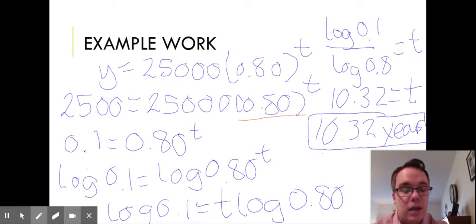All right, so that's using our decay formula to solve a problem for time. You will have problems where you just have to plug in the time and plug that into your calculator and get an answer, but the harder problems will have you solving for t.